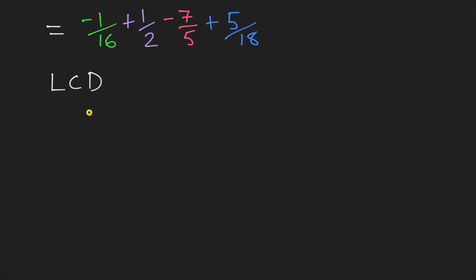So just draw yourself a very basic table. Essentially all you need is a left margin and a top margin. And in the left margin here, write down in the first column vertically all of your denominators. So the denominator of the first fraction, -1/16, is just 16. The denominator of the second fraction is just 2. The denominator of the third fraction is 5. And the denominator of the fourth fraction is 18.